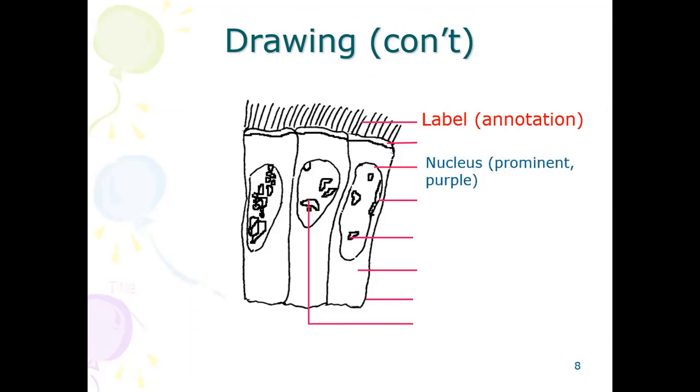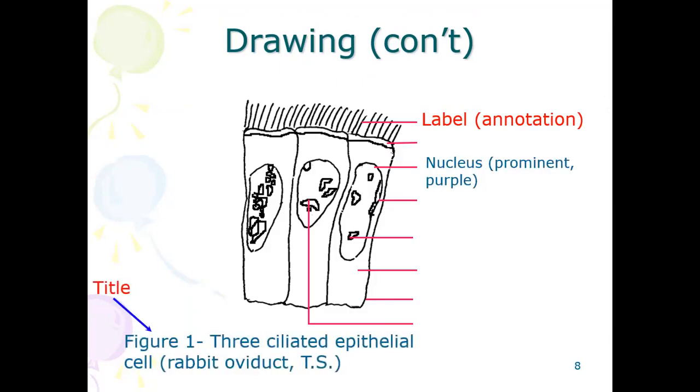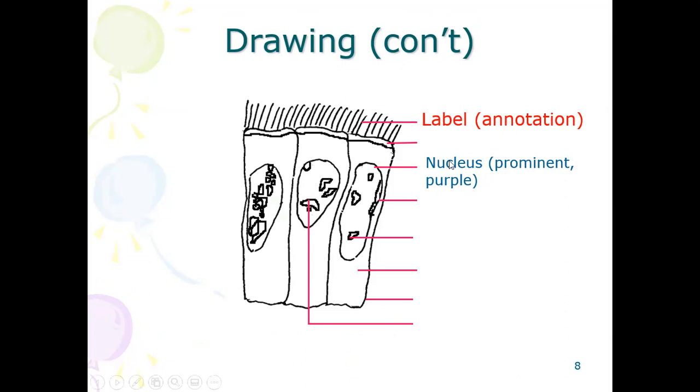Okay. Now, label and annotation are different. Label means you give me the name of the structure. Annotation means please describe the structure that you can see. So when you describe, you can tell me about the shape, the size, the color, the texture.